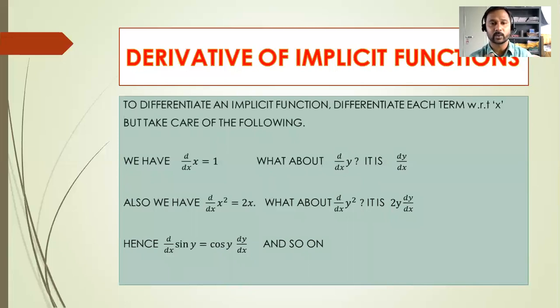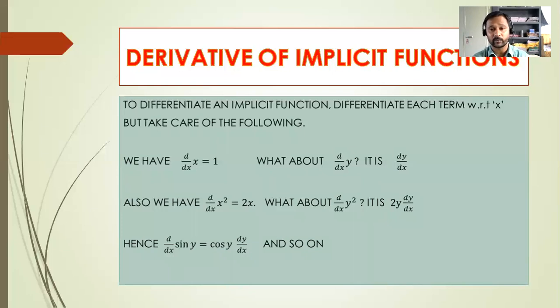Since d by dx of x is 1, d by dx of y is also 1, but the variable y should be again differentiated with respect to x to get dy by dx. Therefore, d by dx of x is 1 and d by dx of y is 1 into dy by dx, that means dy by dx. See the next line. Also, we have d by dx of x square equal to 2x.